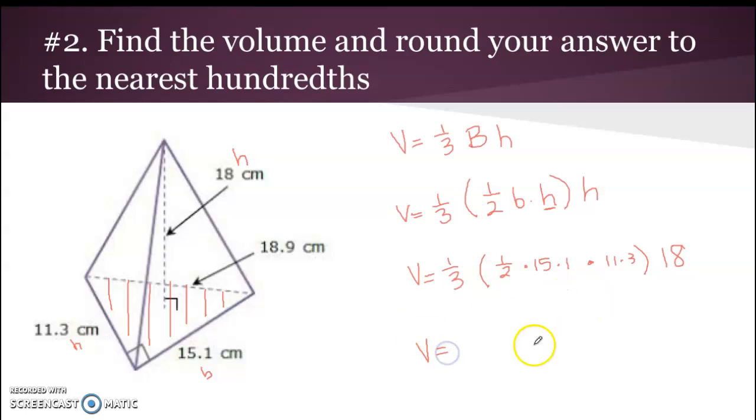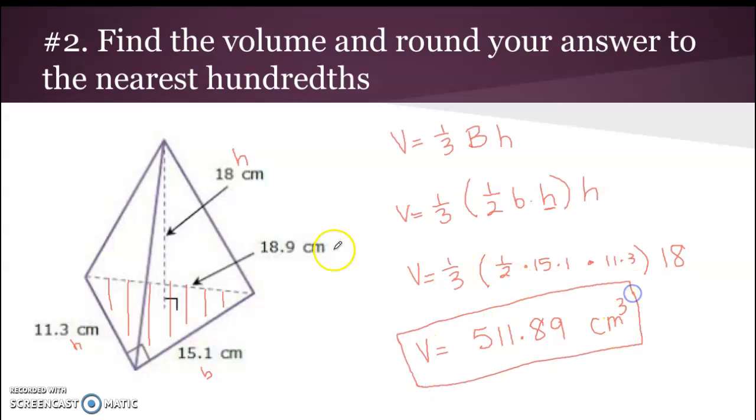Now from there, we plug in your calculator. So I'm going to go ahead and actually do this one in my calculator because I want to make sure I get the same answer. And there's a lot happening. So it's 1/3 times half times 15.1 times 11.3. And then I want to multiply all of that by 18. And we're rounding to the nearest hundredth. So I'm going to write what I got, which is already rounded for me, 511.89 centimeters cubed.